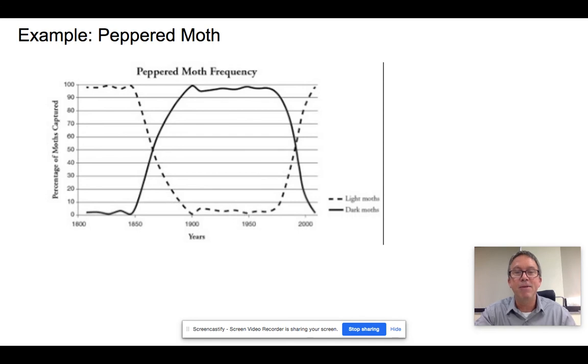Then people said, hey, we need to clean up our act. So, when the environmental movement happened in the 60s, people stopped putting all that coal in the air, and it went back the other way. Okay, so that's natural selection and evolution, and I'll talk to you again soon.